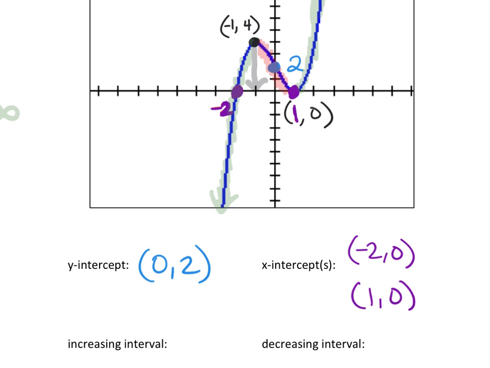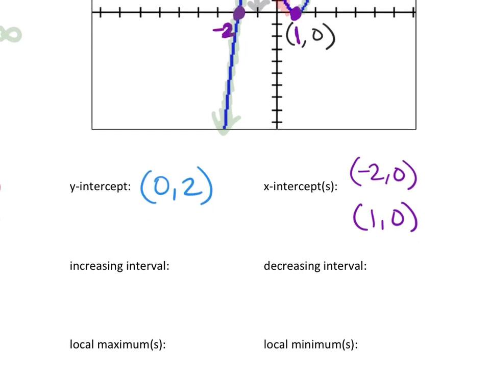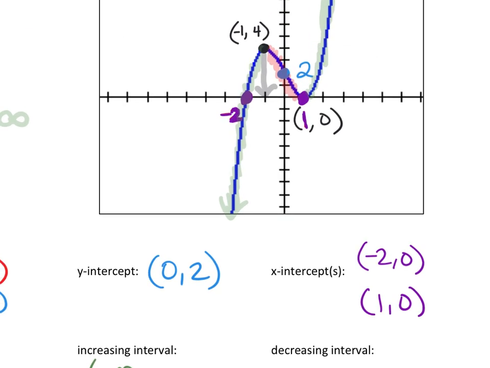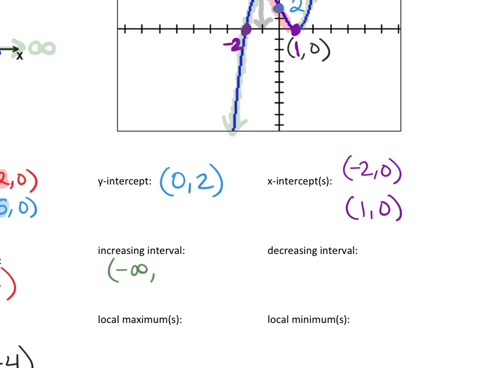Our increasing intervals need to be the green sections of the graph. The green section of the graph kind of goes off screen, which means it starts at -infinity. Where does that first section stop increasing? So it's increasing, it's increasing, it's increasing, it stops. What's the x value right here? -1. So that's going to be the next number in that little parentheses. And then we pick up our pencil because we'd have to go down. Where does the next green part start? What is that x value? 1. So my next coordinate point here is from 1 to infinity.